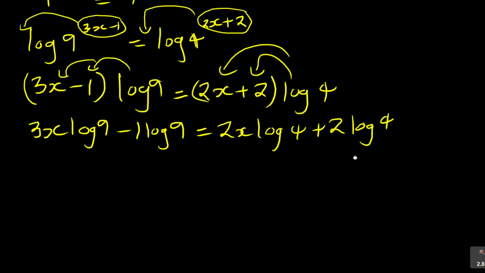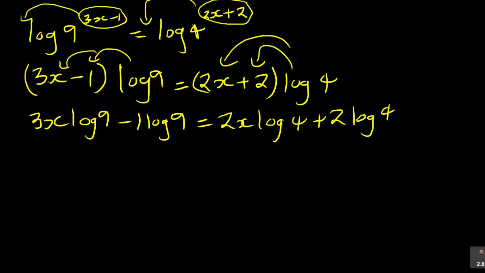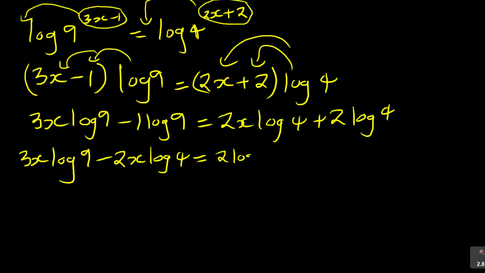Collect like terms is the next one. Let's collect the like terms. Take x to one side and take the rest to the other. Since 2 is smaller, let's take it to the left. So we've got 3x log 9 and then minus 2x log 4, alright, is equal to 2 log 4 and what? Plus log 9. Guys, are you still following? I'm not simplifying it further because I still have to work. Don't just use a calculator once.